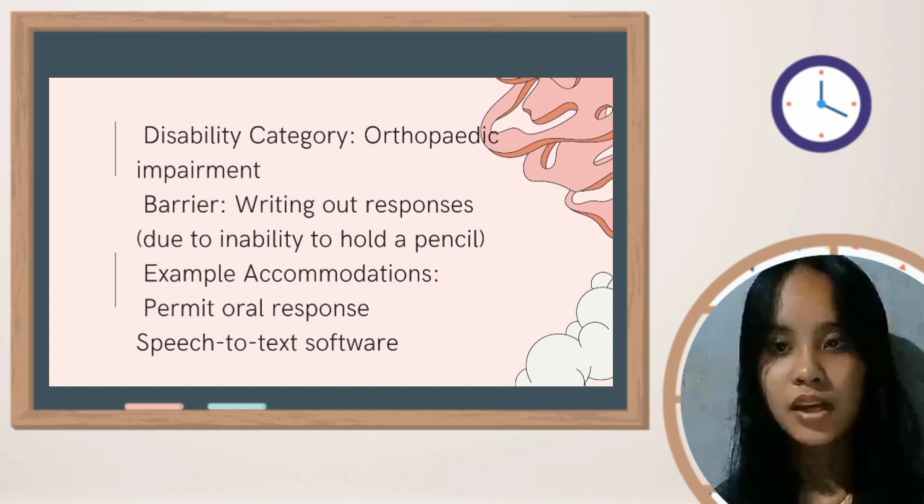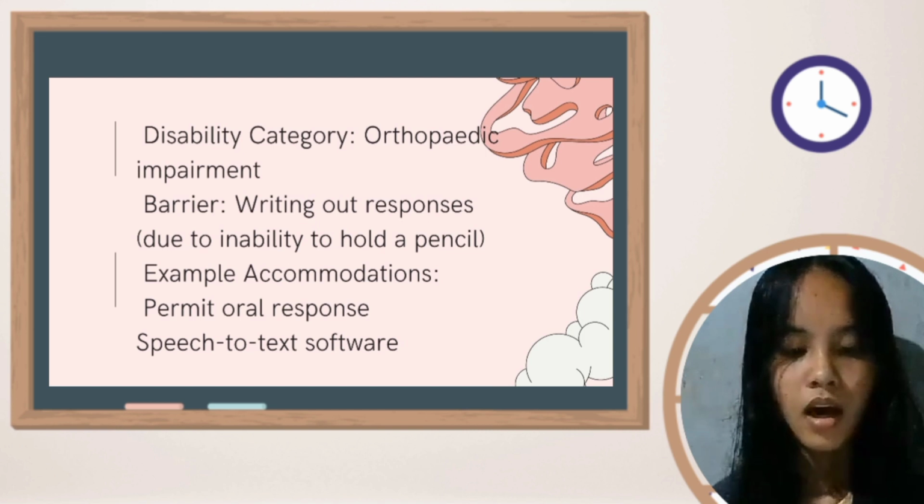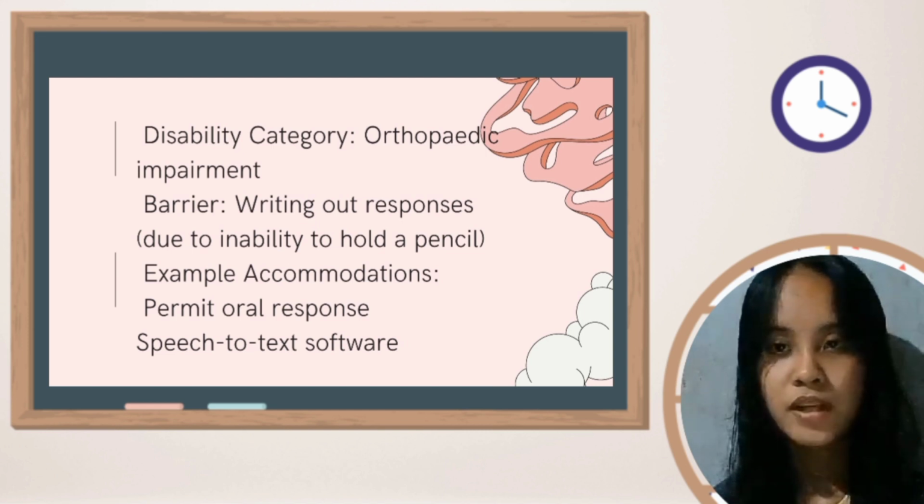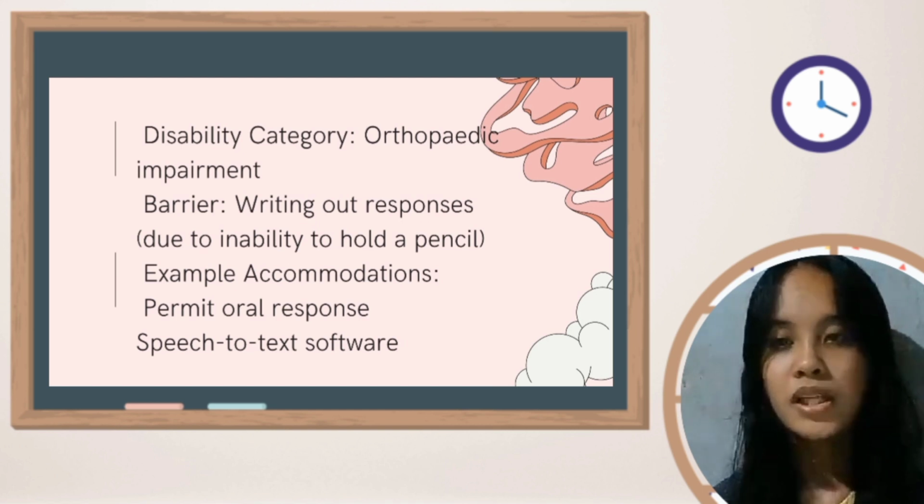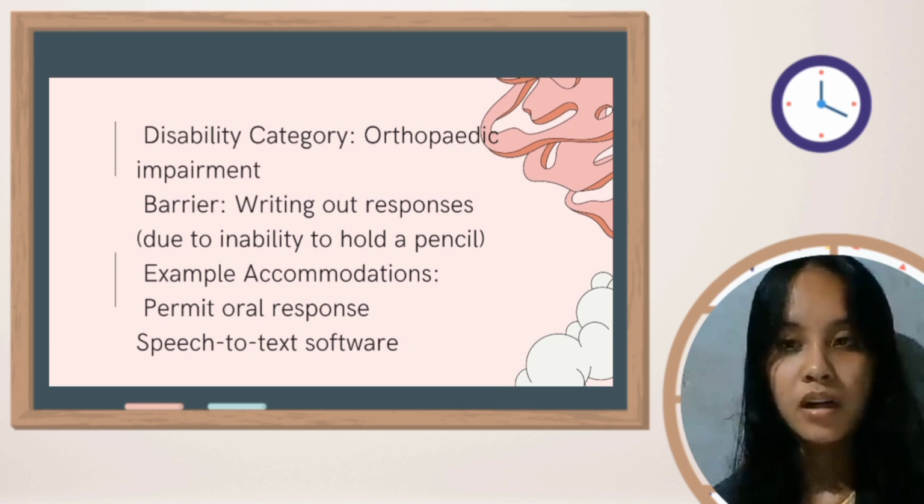limb, and so on. An orthopedic impairment may also impede speech production and the expressive language of the child. The main barrier is writing out responses, and the accommodations are to permit oral response and speech-to-text software.